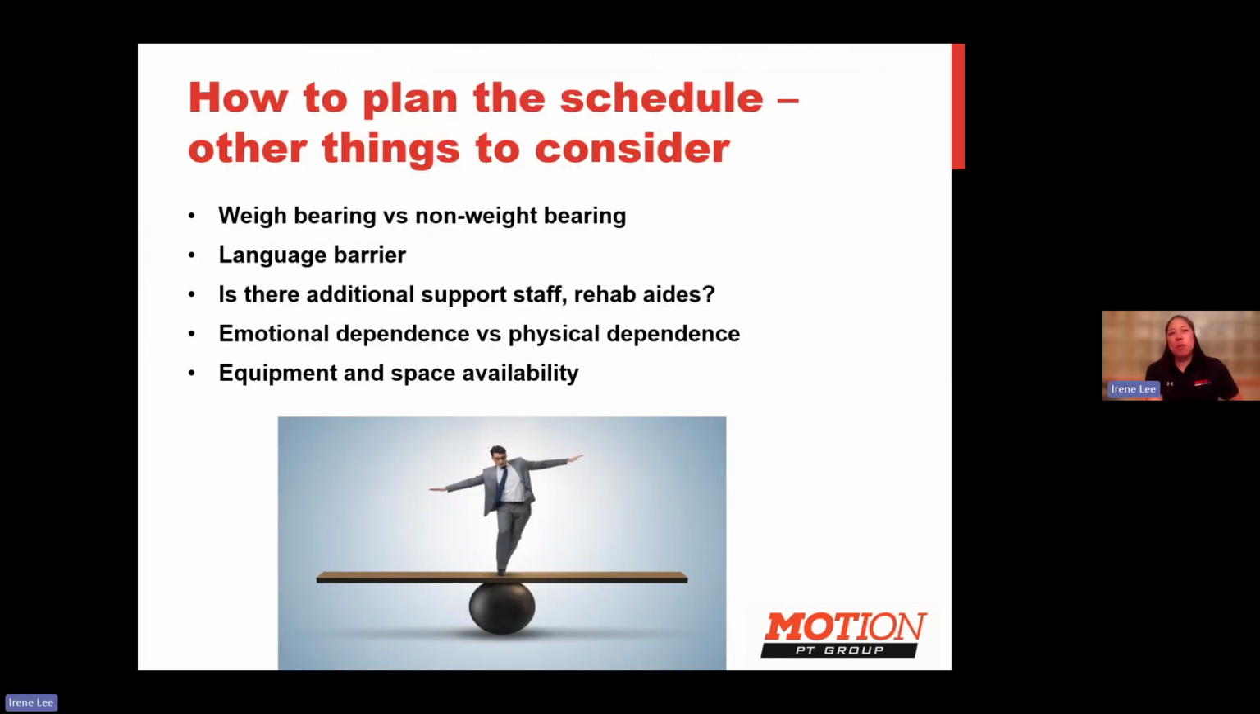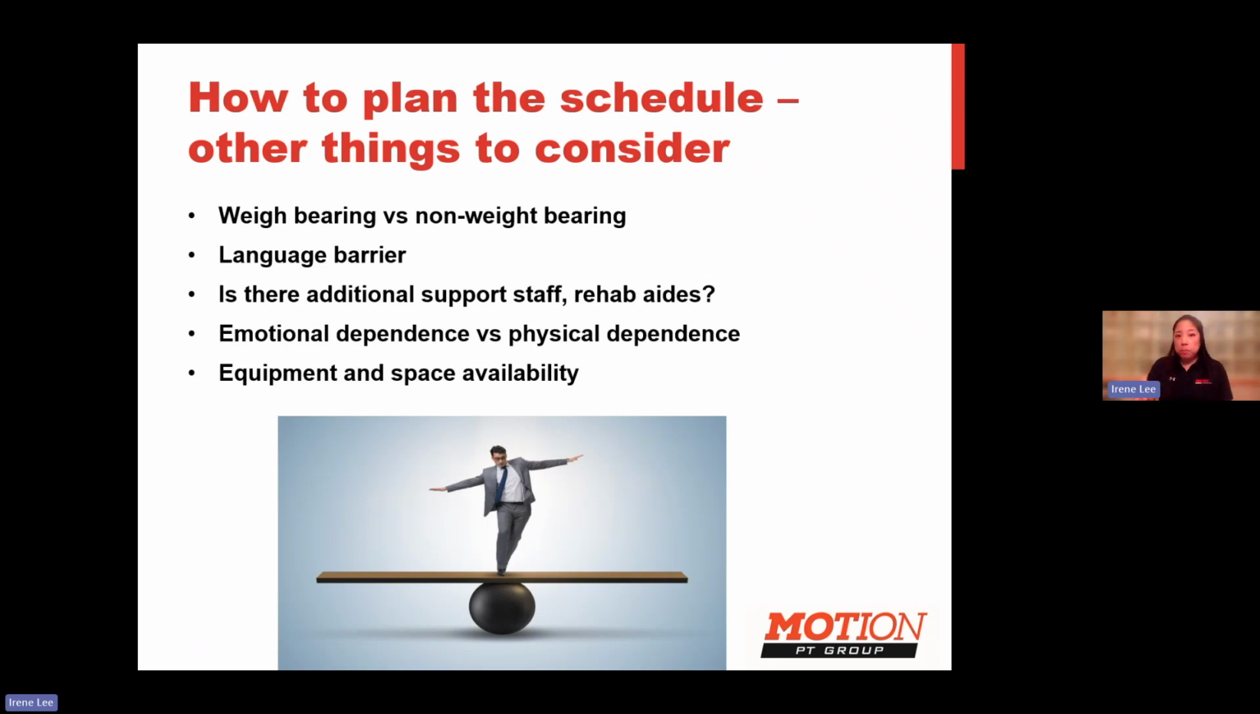I think I actually kind of talked about that. So how to plan the schedule, other things to consider is, is it weight bearing versus non-weight bearing? Is there a language barrier? In the city, obviously there's lots of people who do not just speak English. I've actually had people come in who only speak Mandarin Chinese, so that might take a little bit more mental time because I'm pretty fluent in it. But I also had to make sure that I'm explaining it more. If it's something very complicated, I'm starting to use Google Translate. But then do you also have other additional support staff like rehab aides?